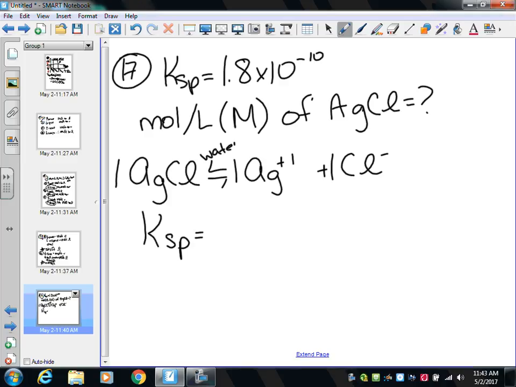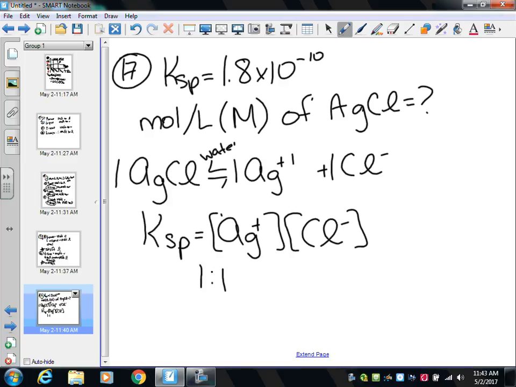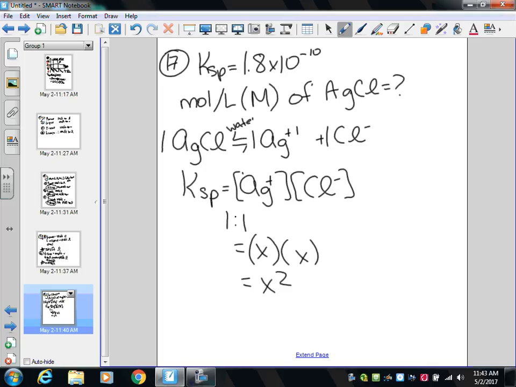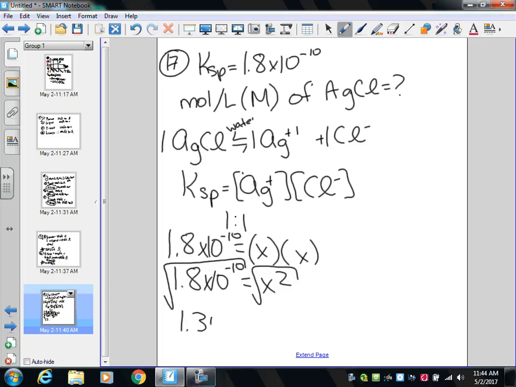So when I have my KSP, because it's a 1-to-1, I'm just going to call those X's, because they're the same. So I'm going to have X times X, which is X squared, equal to the KSP value I was given, so I should fill this in. How am I going to solve for my X then? Square root it.